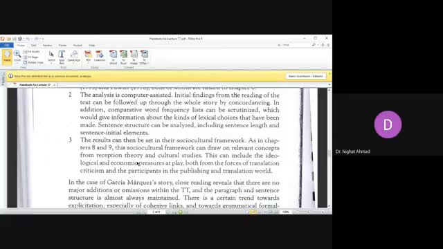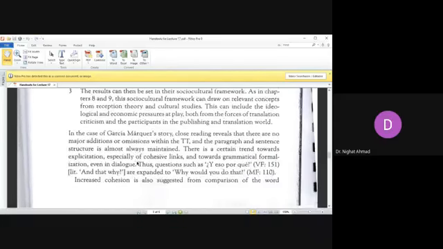Okay? So in the case of Garcia Marquez's story, close reading reveals that there are no major additions or omissions within the target text. Nothing from the actual story has been omitted or added, and the paragraphs and sentences are almost maintained. I must say that was a very appropriate translation: in a given paragraph, the sentence structure is almost retained. There is a certain trend towards explicitation, especially of cohesive links and grammatical formalization within the dialogue. So even within the dialogue, these things are catered to.